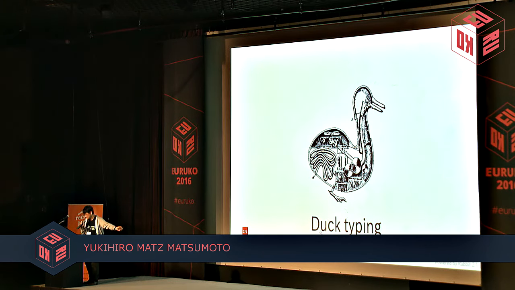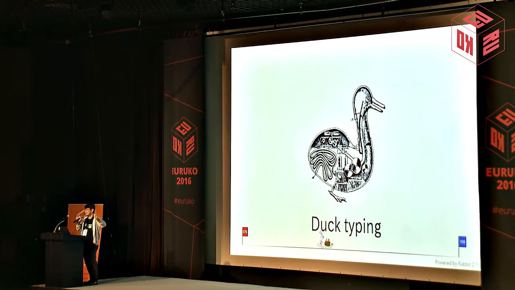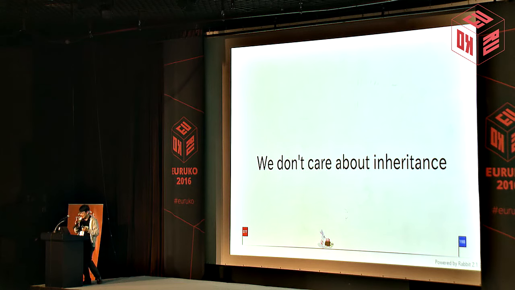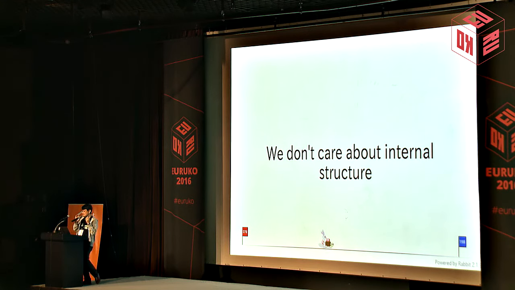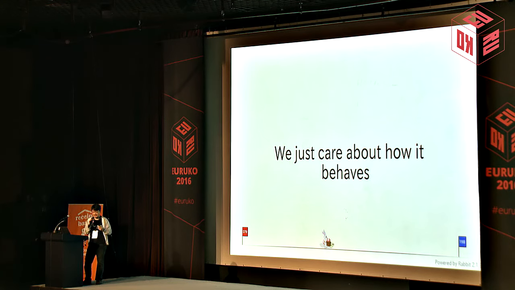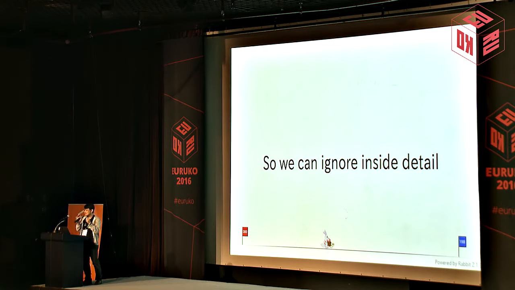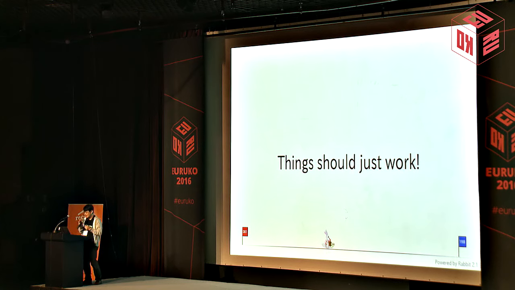Or this is a duck because it looks like a duck. So we don't care about the inheritance. We don't care about the internal structure. We just care about how it behaves. So we can ignore inside detail. Things should just work. That's the Ruby way.